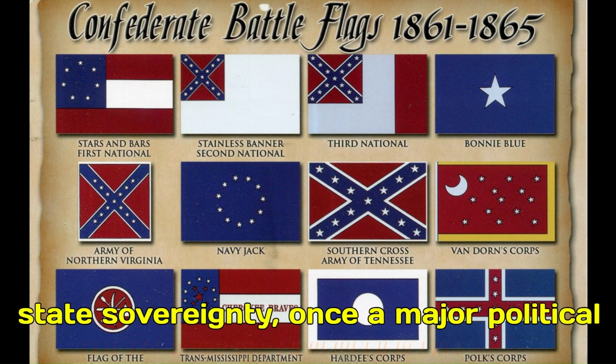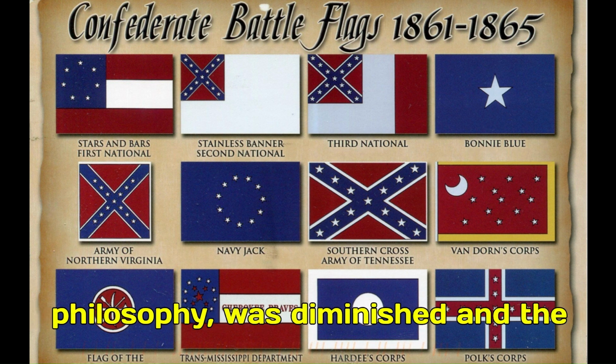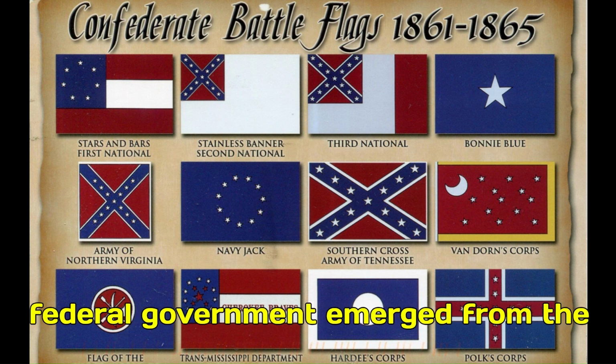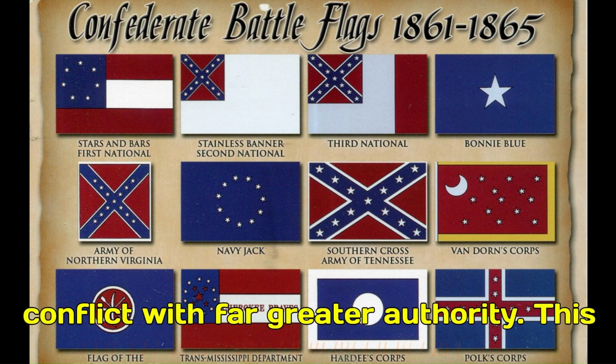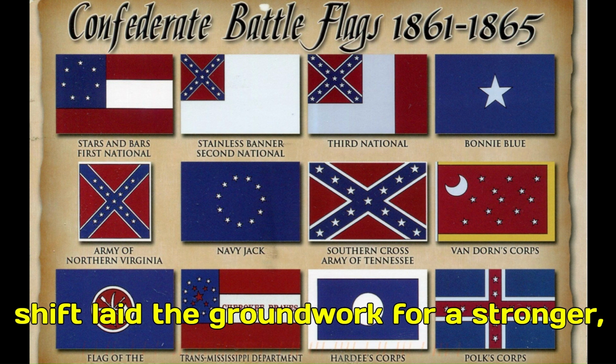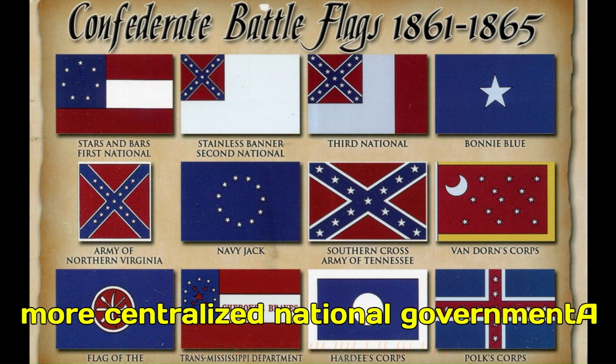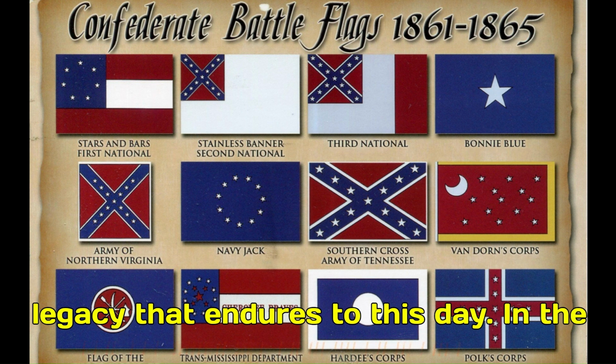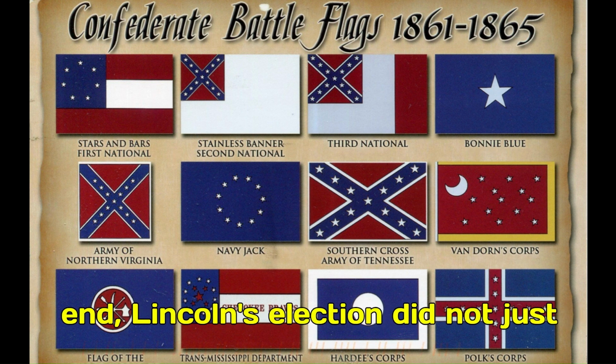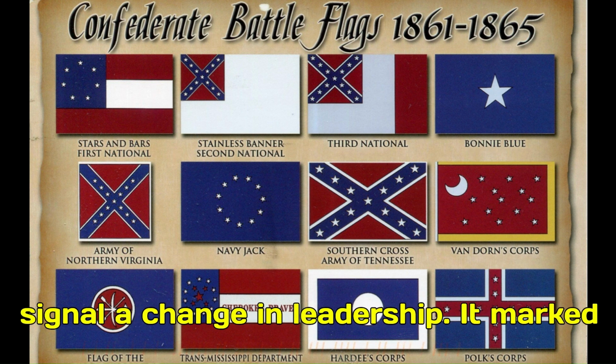Moreover, the Civil War fundamentally redefined the relationship between the federal government and the states. The belief in state sovereignty, once a major political philosophy, was diminished, and the federal government emerged from the conflict with far greater authority. This shift laid the groundwork for a stronger, more centralized national government, a legacy that endures to this day.